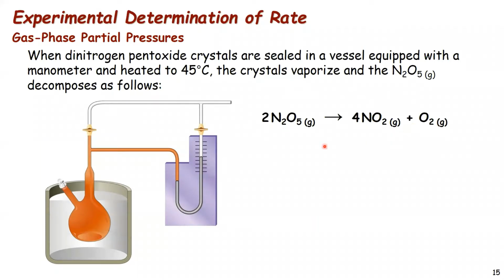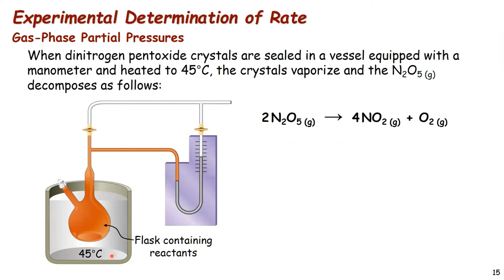So what we're going to do is take our dinitrogen pentoxide and put it in a reaction vessel. So there's our flask, and it contains this brownish orange dinitrogen pentoxide gas. Now, remember, we had to heat it. So again, in this case, we're going to heat it to 45 degrees Celsius. So we're going to put it in a water bath that's at 45 degrees Celsius.